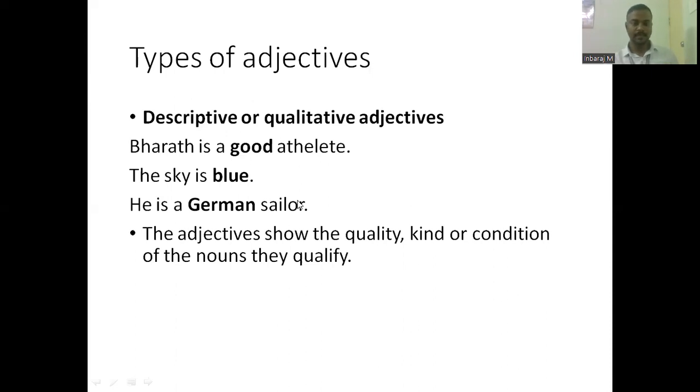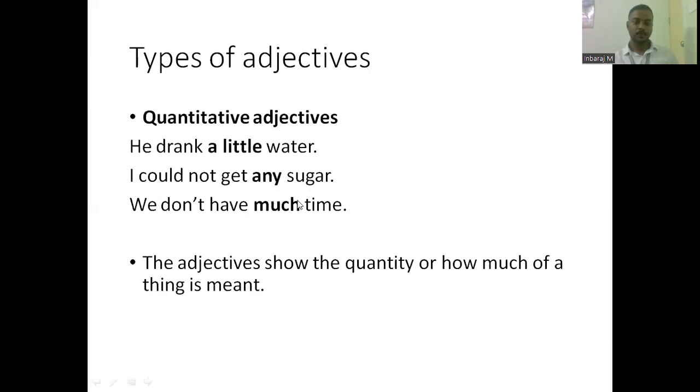Okay, and the next type of adjectives are quantitative adjectives. So what are quantitative adjectives? The adjectives that show the quantity or how much of a thing is meant in a sentence are called quantitative adjectives.